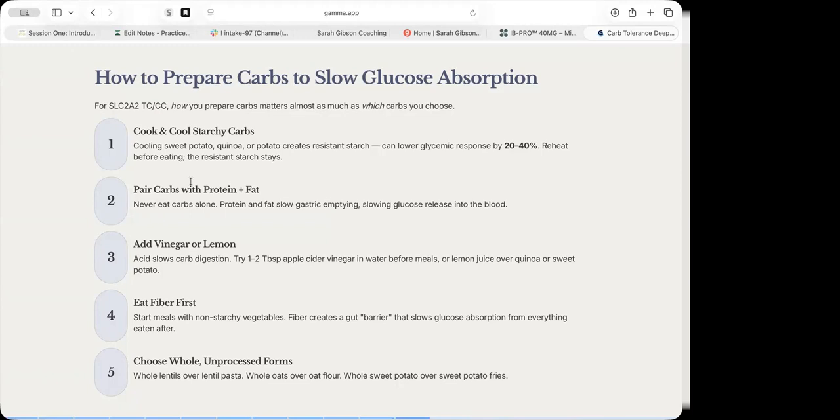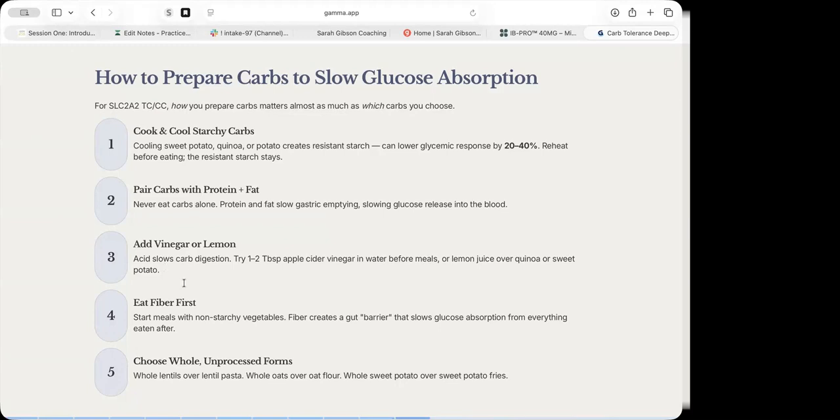And always eating your carbs with a protein and a fat because protein slows that gastric emptying and it slows glucose release into the bloodstream. Adding vinegar or lemon, especially tossing things with a little bit of vinegar, lemon, apple cider, or adding it in your water before you eat can also slow digestion. Making sure you eat your fiber first.